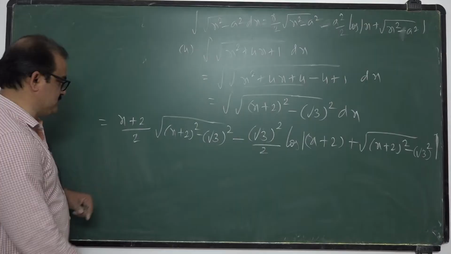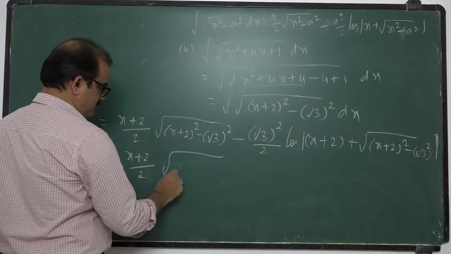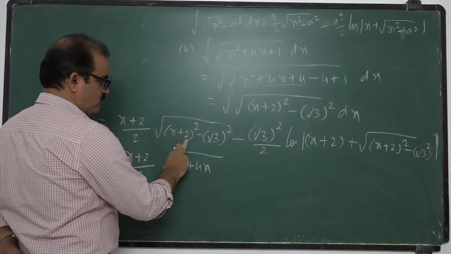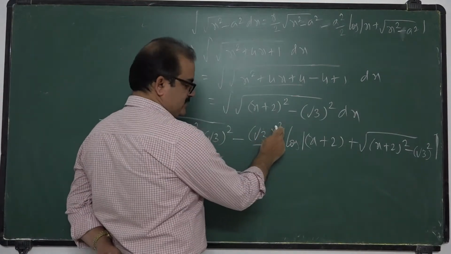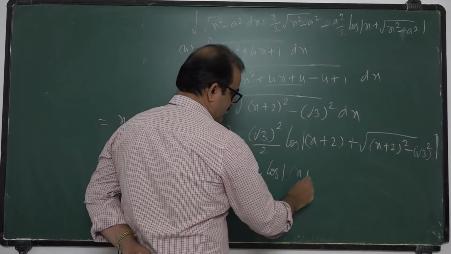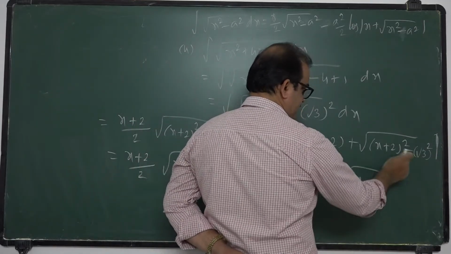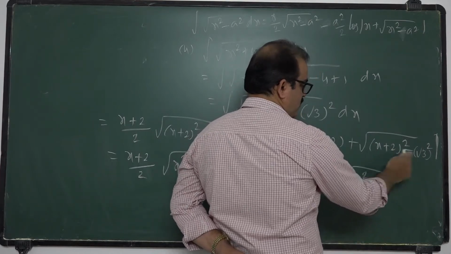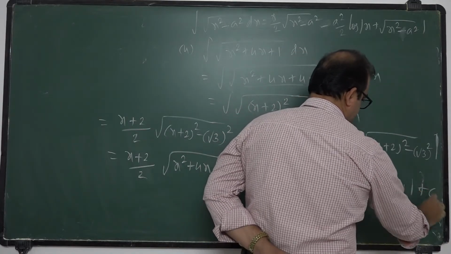Now expand this. x plus 2 by 2 the root of x square plus 4x plus 4 minus 3, plus 1 root 3 whole square, 3 by 2 into log mod x plus 2 plus root of, expand this also, x square plus 4x plus 4 minus 3, plus 1.